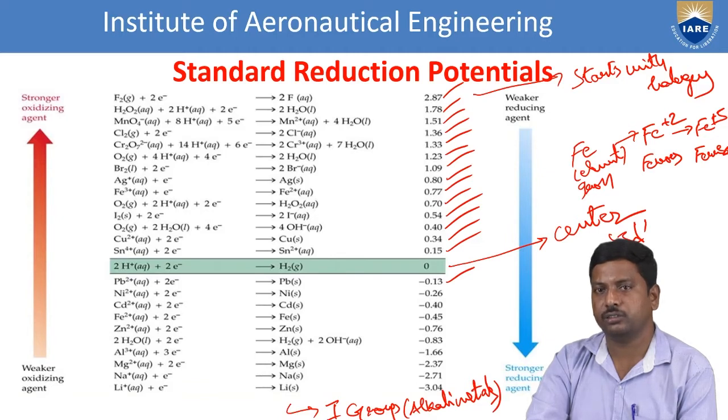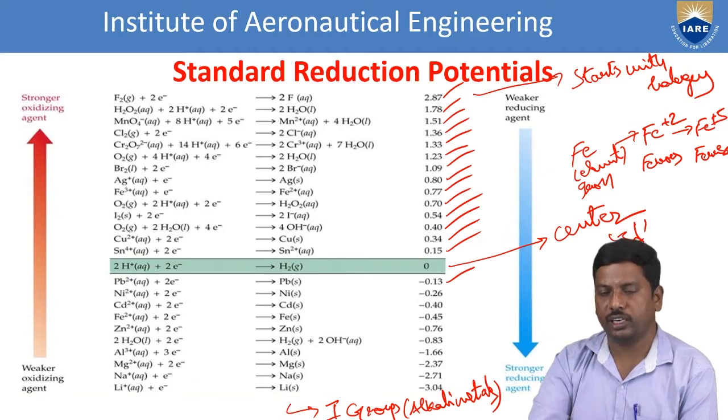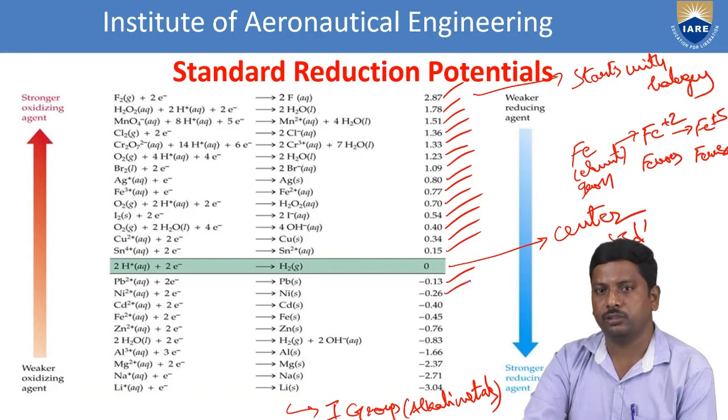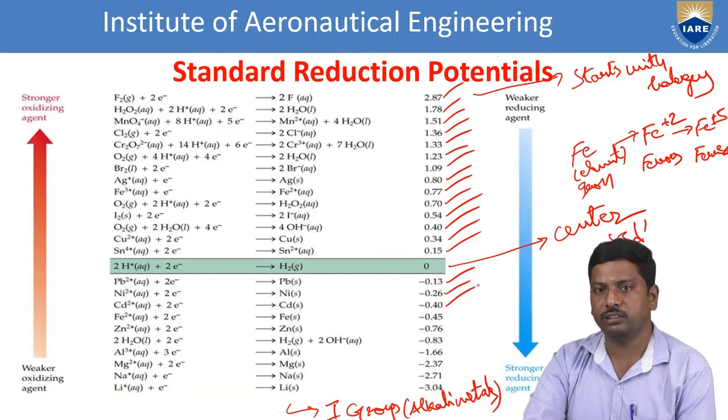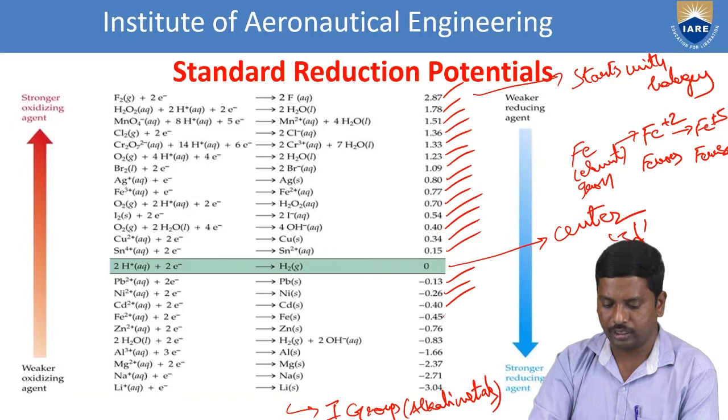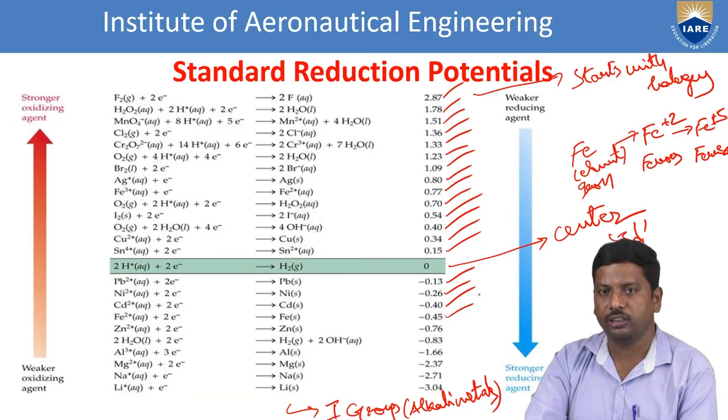And nickel is also one of the transition elements present in the first transition series, and undergoes reduction with 2 electrons to get nickel solid, and the resultant potential is minus 0.26 volts. And cadmium is also one of the transition series elements, reduction with 2 electrons to get cadmium solid, and minus 0.40 volts. Again, iron, that means ferrous, undergoes reduction with 2 electrons to get iron solid, and the couple potential is minus 0.45 volts.